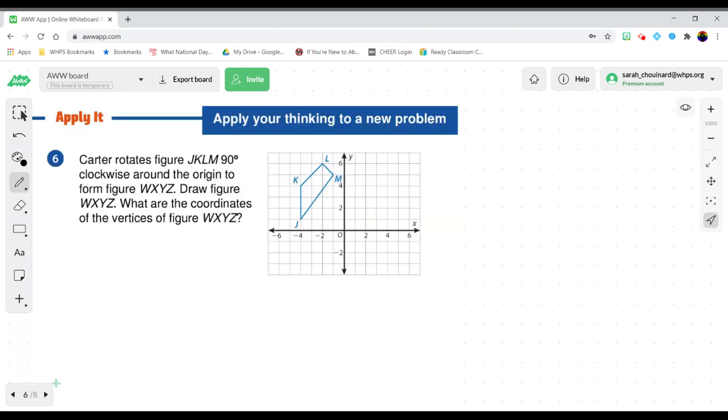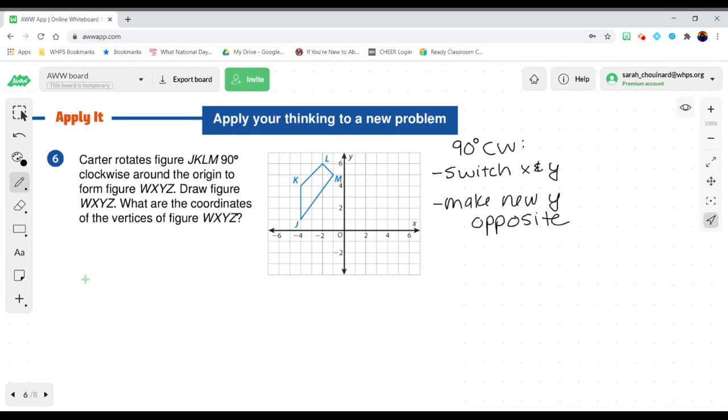So on page 30, Carter is rotating the image 90 degrees clockwise. Just to help us with this problem, let's write down the 90 degrees clockwise rule. The rule is switch x and y, and we're going to make new y opposite.